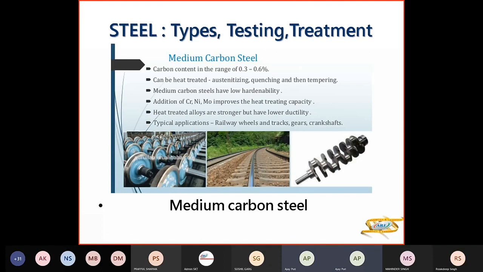This has got low hardenability. You can add chromium, nickel, and molybdenum to give it a better shine, better heat treating capacity. So these heat treated alloys are stronger, but they have low ductility. Your applications of medium carbon steel will be railway wheels, tracks, gears, and crankshaft. This is a crankshaft which you see.